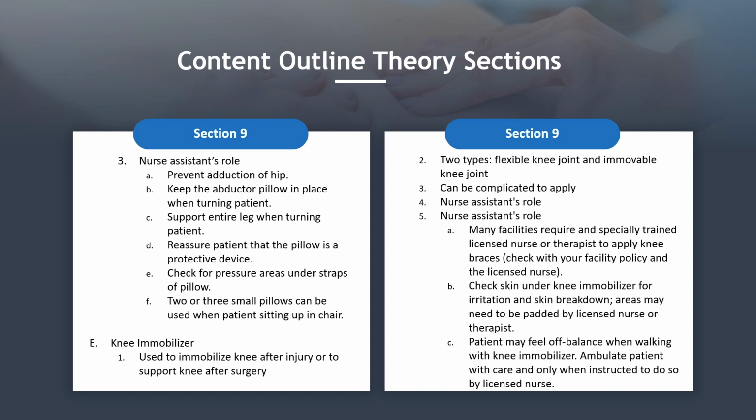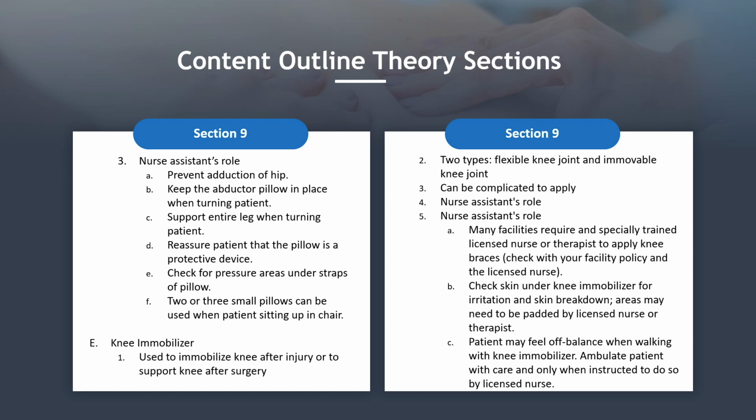Knee immobilizer. Used to immobilize the knee after injury or to support the knee after surgery. Two types: flexible knee joint and immovable knee joint. Can be complicated to apply. Nurse assistant's role: many facilities require a specially trained licensed nurse or therapist to apply knee braces. Check with your facility policy.